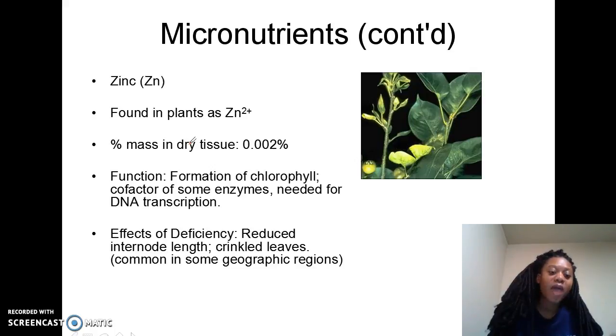So if we don't have zinc in our plant, then the plant would have a reduced internode length and crinkled leaves because of the lack of DNA being able to be transcribed. Also, and this was not mentioned in the book, because you have a formation of chlorophyll used for zinc, and zinc is not present, your leaves will look like this, and they won't be as green as they should be, like right up in here. So you'll get a yellowish hue, saying that your plant has a deficiency. And this is common in some different geographic regions. That's the end.